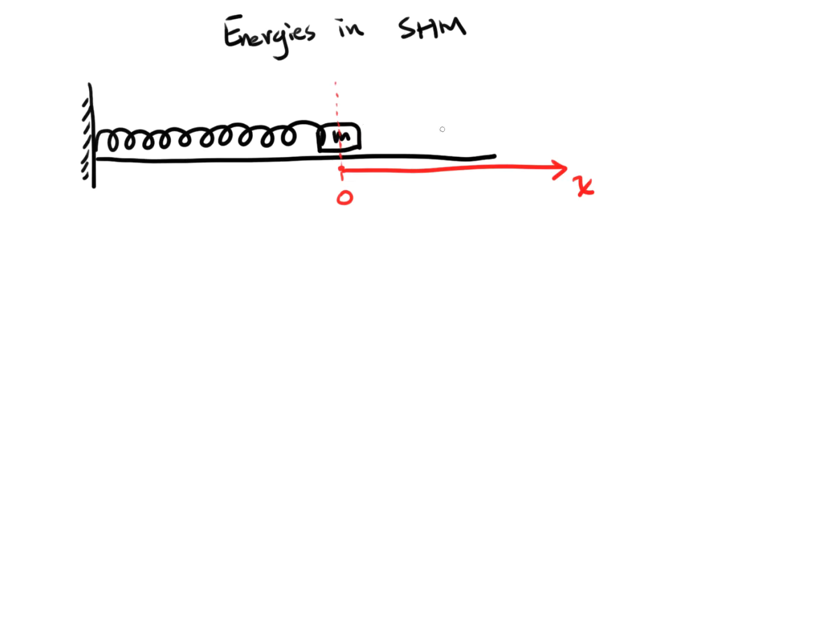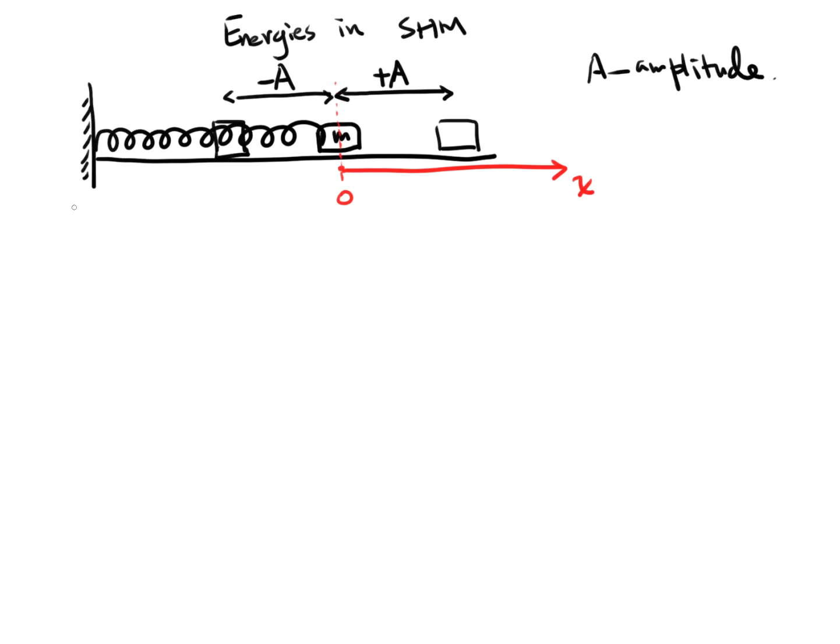Once the object starts oscillating, it can reach as far as this position, and that's this displacement. The opposite is the positive A. A is the amplitude. You can also go to the left side, this position, and that displacement is negative A. Again, A is the amplitude.